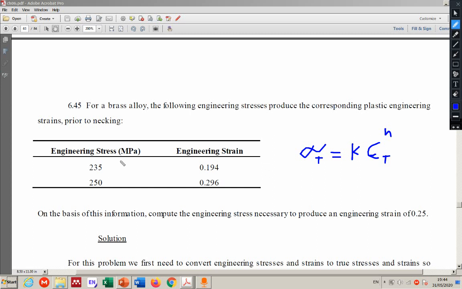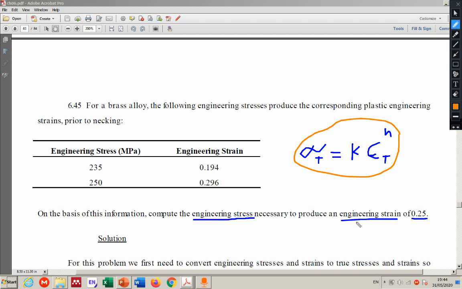Now, let's see what the question asks. Those are given, yes? On the basis of this information, compute the engineering stress necessary to produce an engineering strain of 0.25. Now, the beauty of this problem is that you are in the plastic zone. In order to work in the plastic zone, this is the main equation that you have there. Why? Because Hooke's law does not work there.